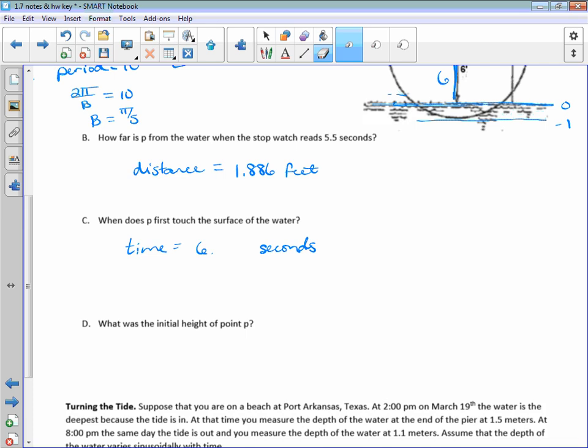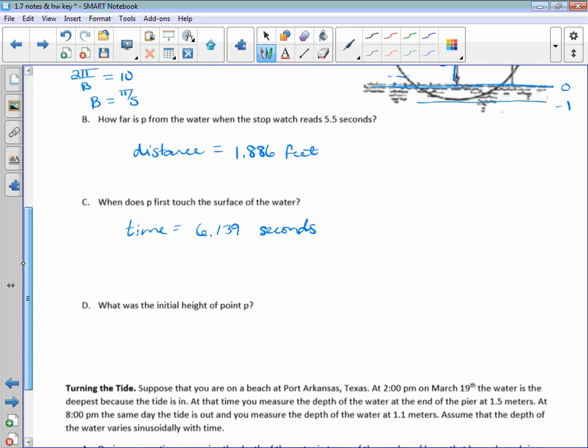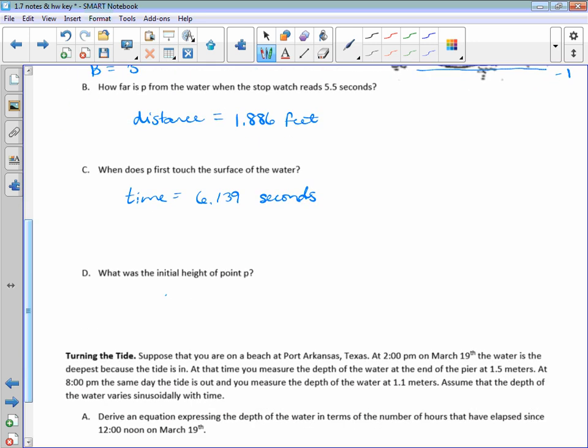That's why. Let me write down the right answer. When I label this, that's the line I'm drawing, okay? Let me write up the answer for D: 8.163 feet. Yes? Any good questions?